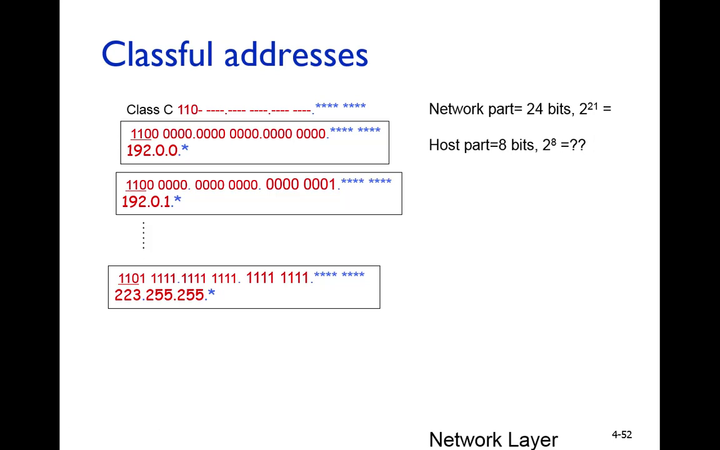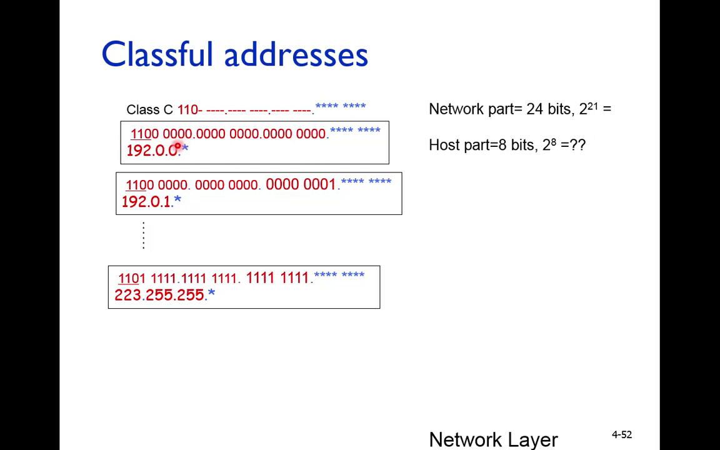Similarly, we have class C addresses. In class C addresses, the first three bytes are reserved for the network part. So these 3 bytes become 24 bits. But in these 24 bits, the first 3 bits of the first byte are fixed. They are fixed to 110. They will be fixed in each and every IP address. So the remaining 5 bits of the first byte and 16 bits of the second and third bytes, so it becomes 21 bits. 5 plus 8 is 13, 13 plus 8 is 21 bits. So there are 21 bits of the network part that can be changed from 00 to 11.